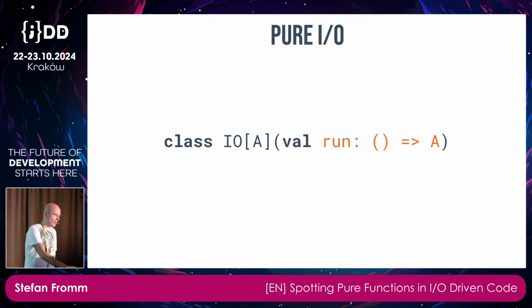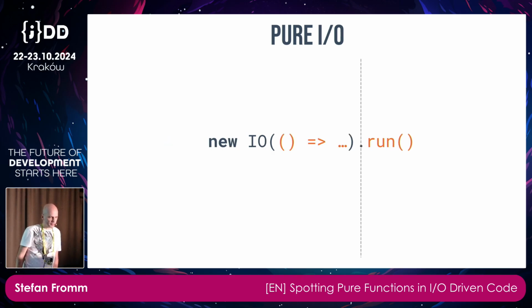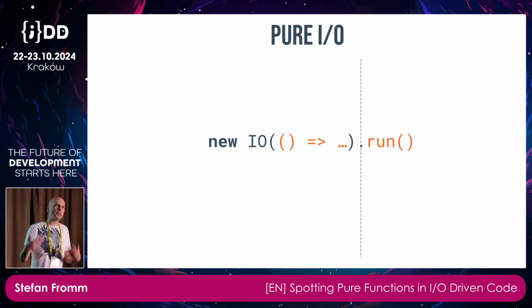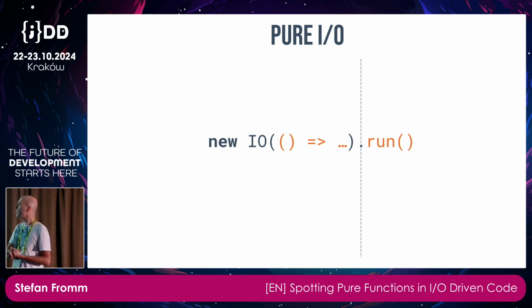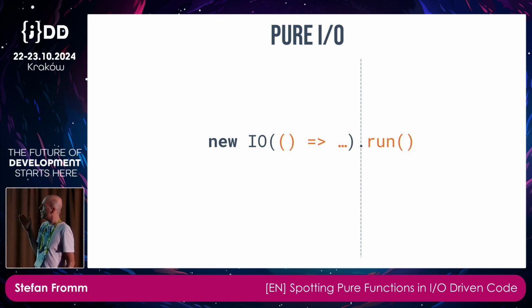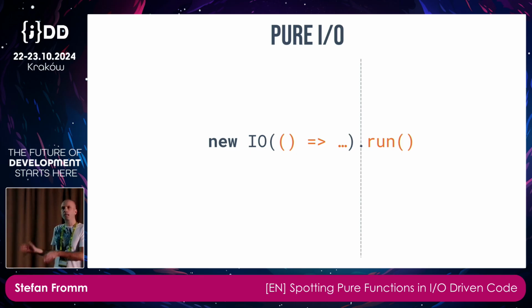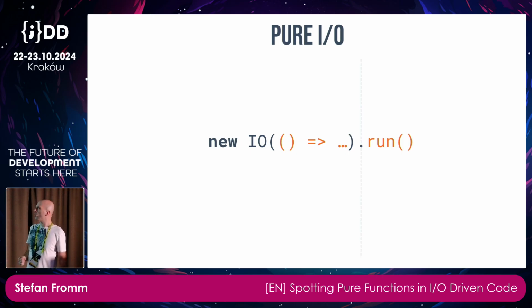And the thing is, it's used like this. We divide the world in two spaces. We have the left side, where we instantiate this class IO, pass in some piece of code that does something, for example, loading data from the database. And when I have this description of this effect doing IO, at some point at the end of the world, maybe for example in an endpoint, I will call run on it.